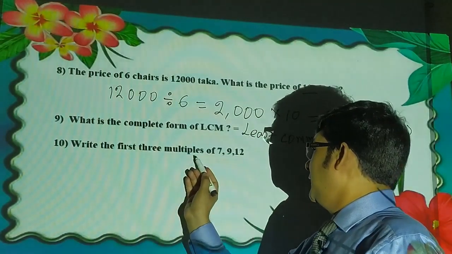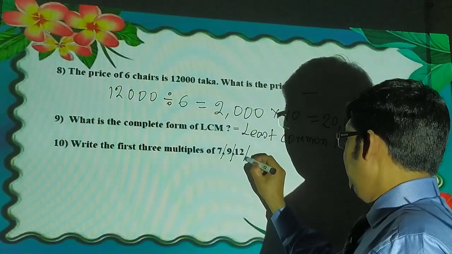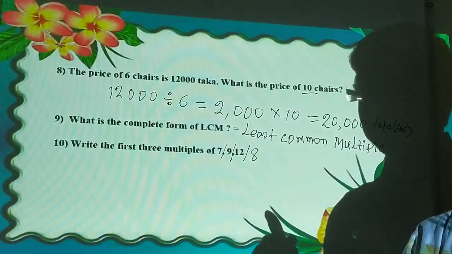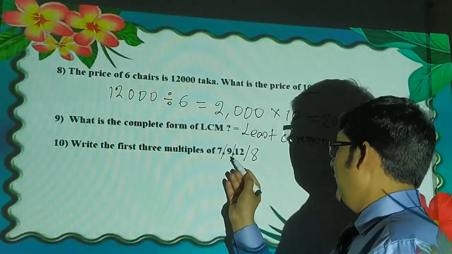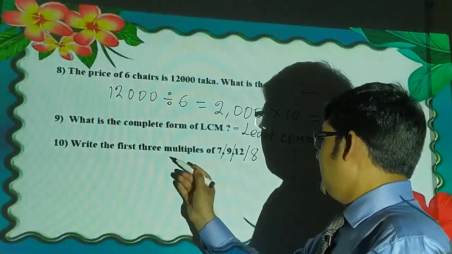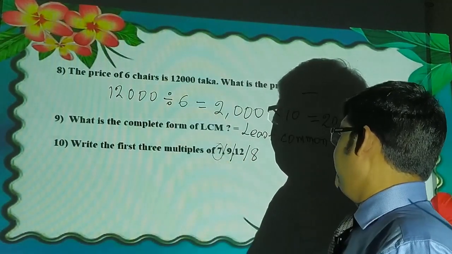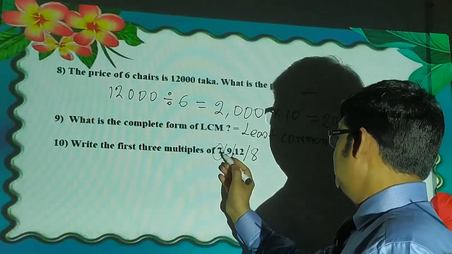Write the first three multiples of 7, 9, 12, 8, etc. Only one question will come in exam. Suppose I try to set a good example. Suppose 7, the first three multiples of 7.